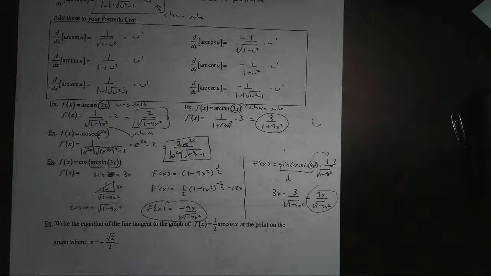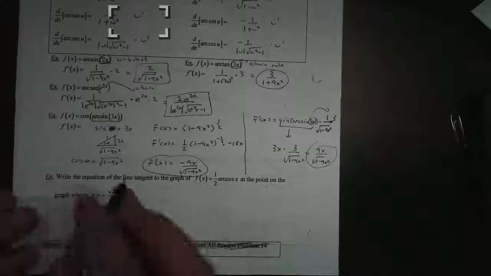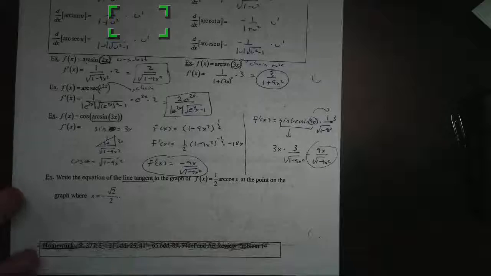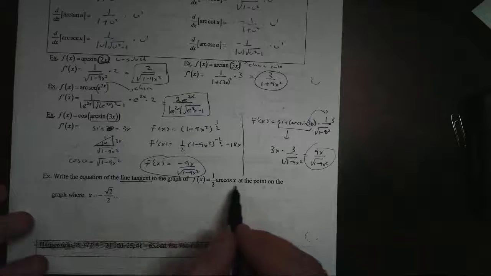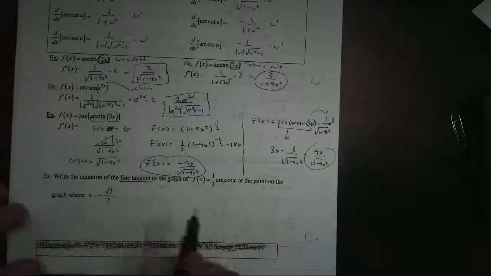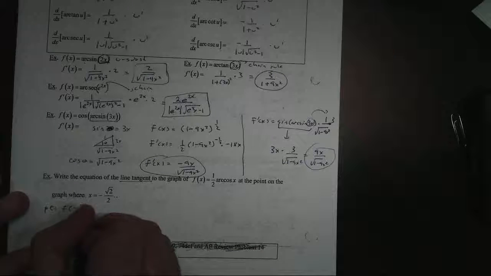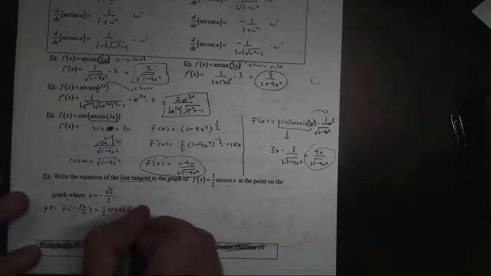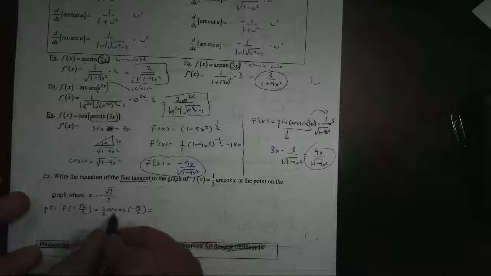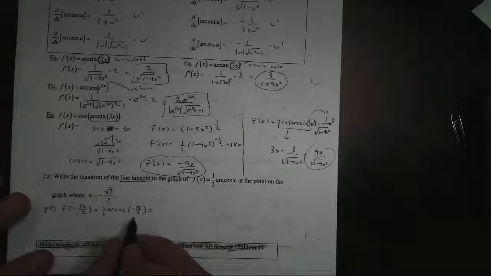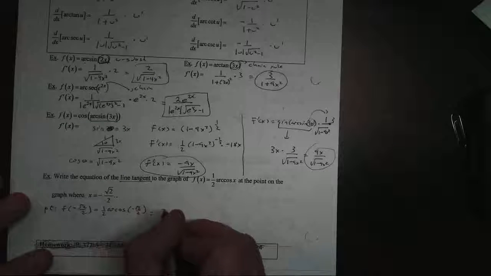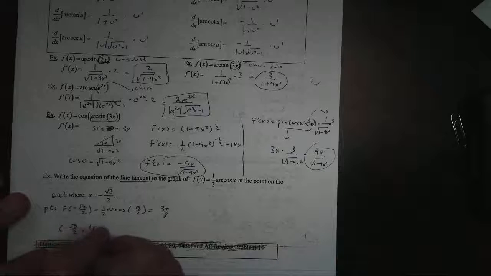All right, so the last one we're going to take a look at down here. Find the equation of a tangent line. Oh no, tangent line. We love tangent line. Okay, so we got the function, and we got x equals negative root 2 over 2. So the first thing we have to do is find the point. And that means I have to find f of negative root 2 over 2. So if I plug that in, arc cosine of negative root 2 over 2. That's easy enough to do. Arc cosine becomes 3 pi over 4 because we're in the second quadrant, times 1/2, 3 pi over 8. So we get the point negative root 2 over 2, 3 pi over 8.